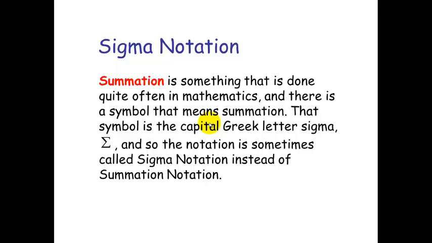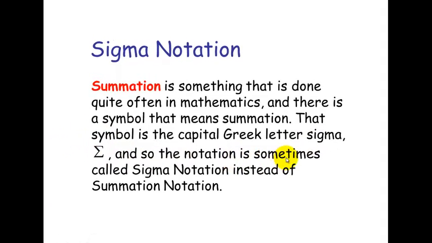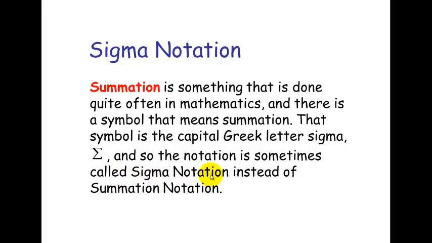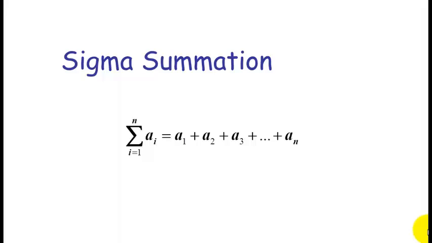Summation is something that is done quite often in mathematics, and there is a symbol that means summation. That symbol is the capital Greek letter sigma, and so the notation is sometimes called sigma notation instead of summation notation. So we can use either sigma notation or summation notation.